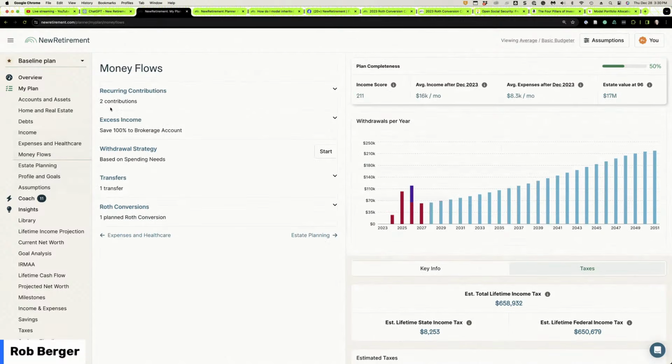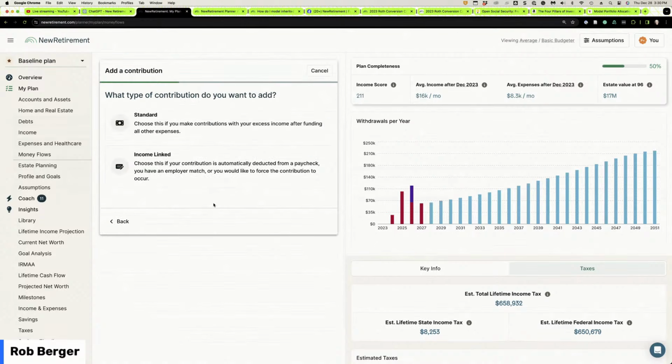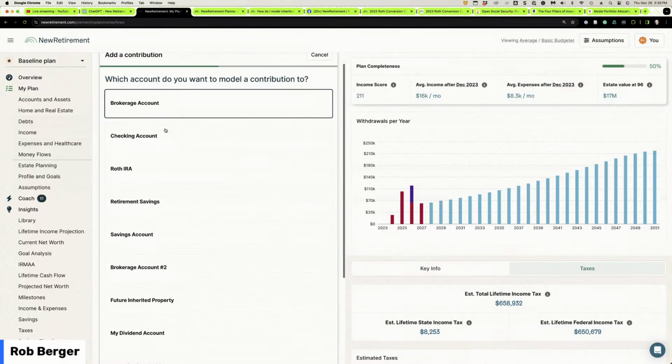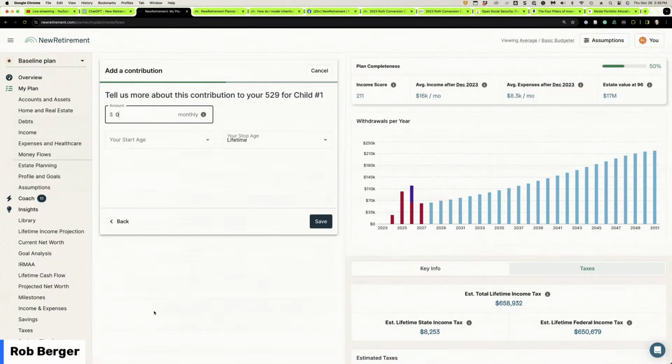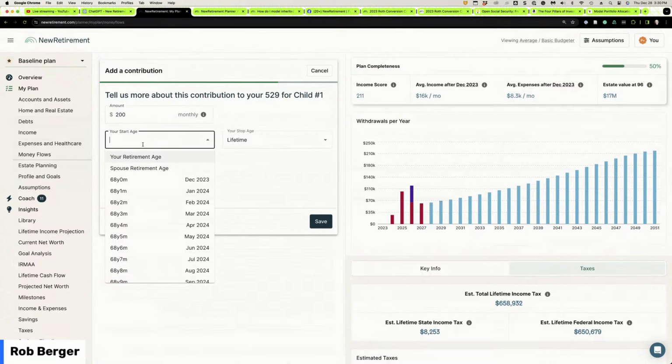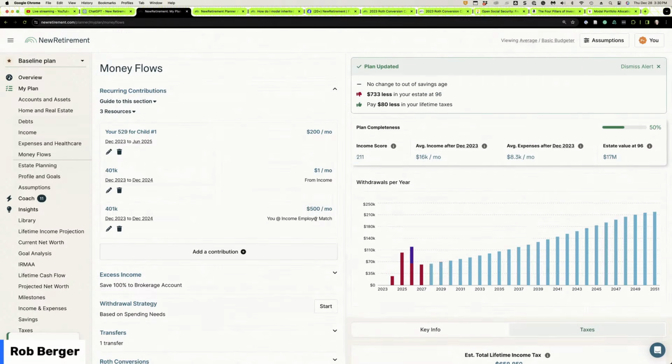And then if you go to money flows, I think, I've not personally done this, but I'm sure you can add a regular contribution. It's not income linked. And it's going to go to the 529 account. And you're contributing $200 a month from today till whenever.